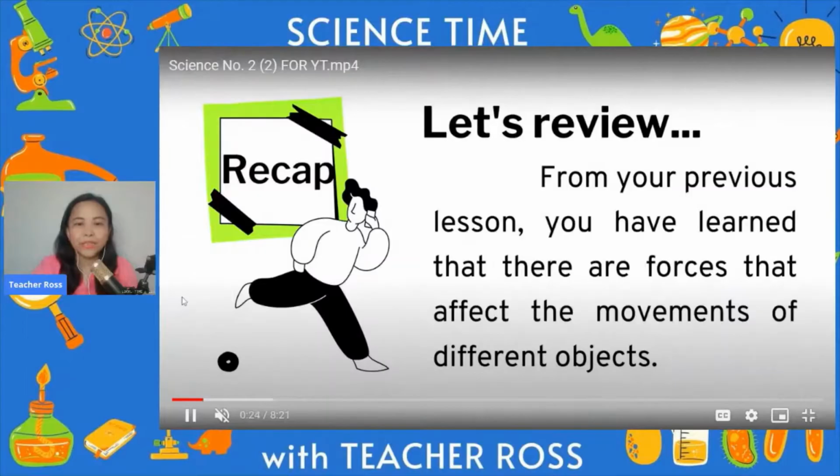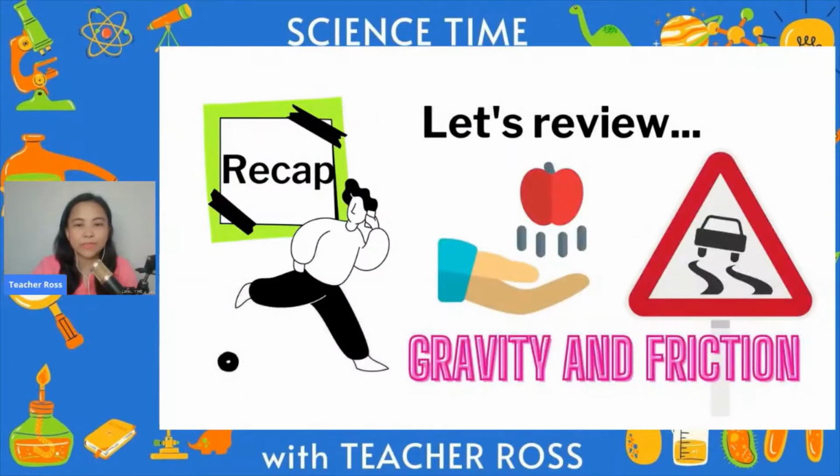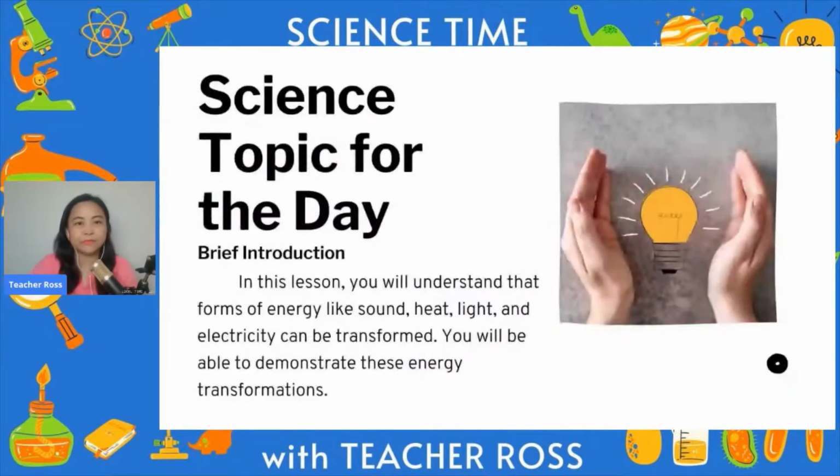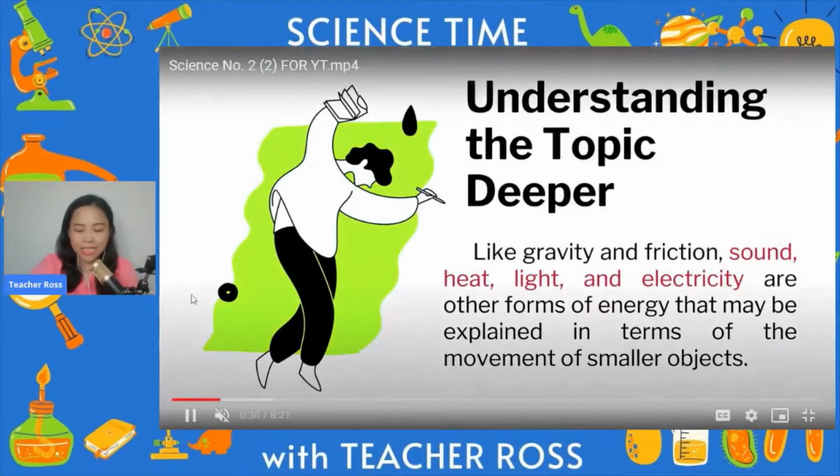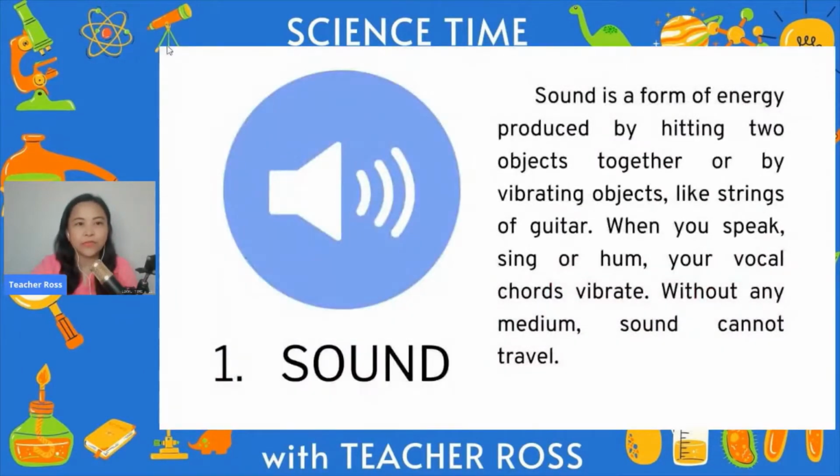You have learned that there are forces that affect the movements of objects. We have gravity and friction. In this lesson, you will understand the forms of energy like sound, heat, light, and electricity. These are the other forms of energy.